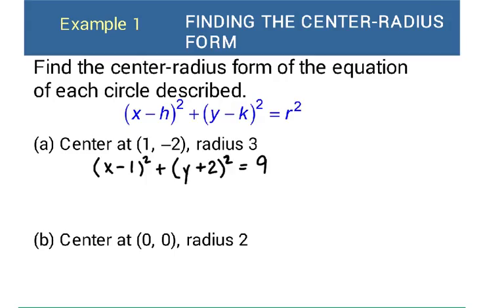Okay, and then B, centered at (0, 0), radius 2. So remember, our h and k values are 0, 0, so we're going to get x squared plus y squared is equal to 2 squared, which equals 4. And that's it. We're done.